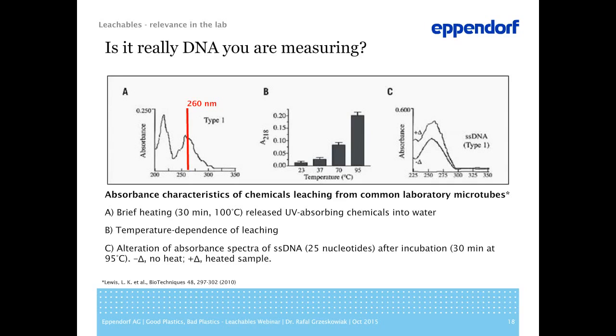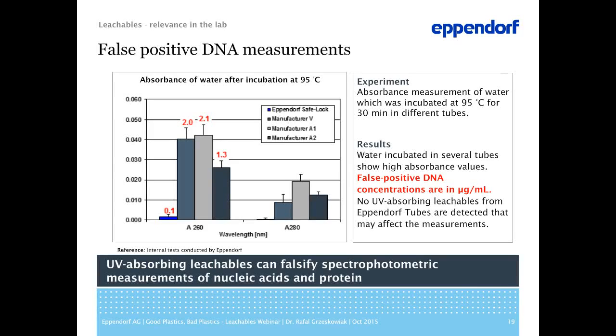So this is another specific example. Let's move on. These false positive DNA measurements have actually been investigated in more detail by our application team at Eppendorf. And we found this assay a very quick and easy test indicative of general leachable levels and consumable quality in this respect. So it's basically a very quick test you could perform in your laboratory. In our experiments, we did absorbance measurements of water incubated in different tubes for 30 minutes at 95 degrees and calculated theoretical DNA concentrations resulting from the absorbance at 260 nanometers.